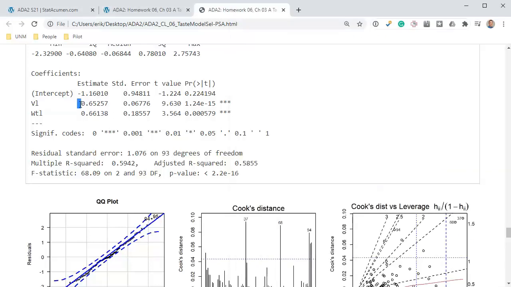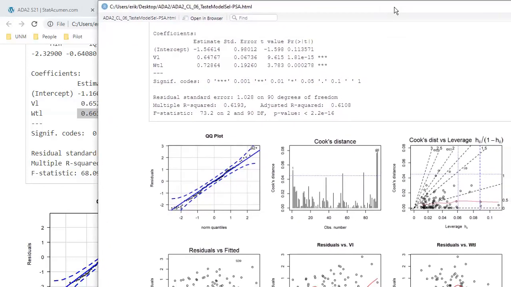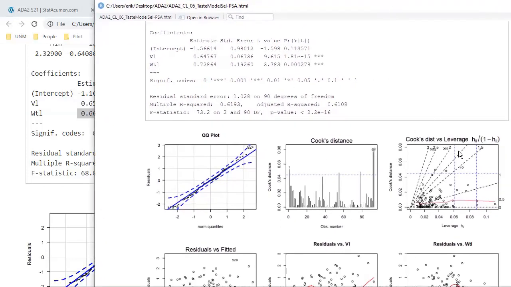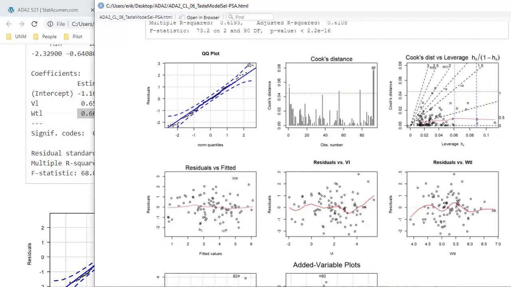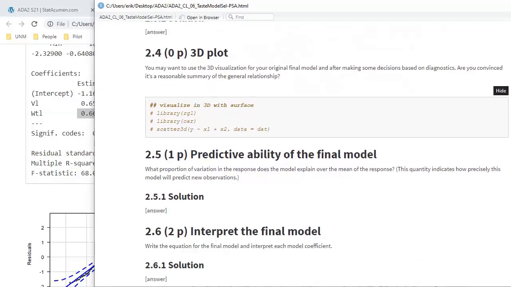So in terms of coefficients, we have 65 and 66, and over here we've got 65 and 72. They're both positive. They're both about 2/3. They're about the same. The R-squared value of 59 versus 61 or 62, that's also about the same. So really no difference in inference by removing those observations with high Cook's distance. So I'm thinking that we should just keep them in and move to the end.